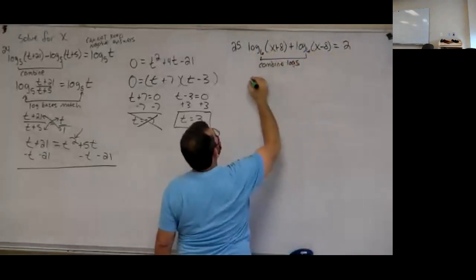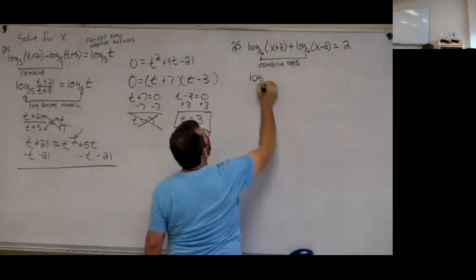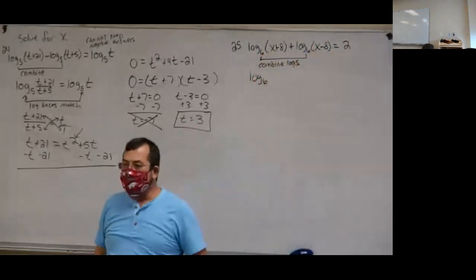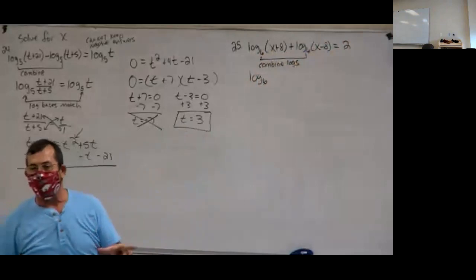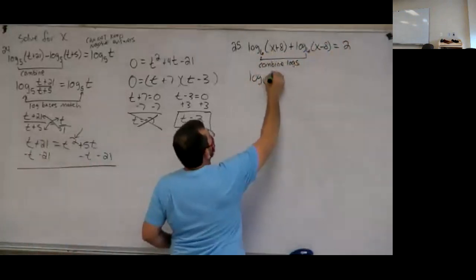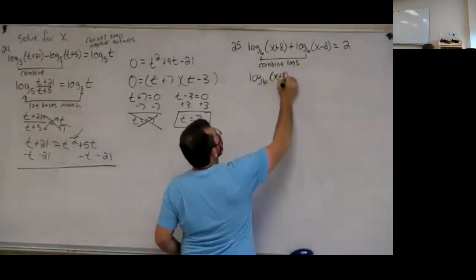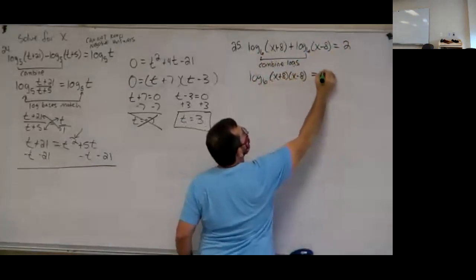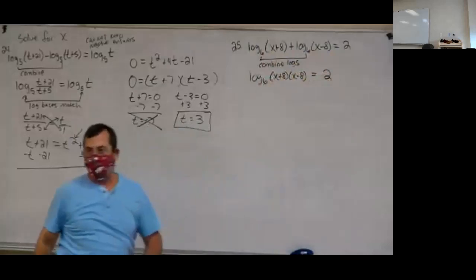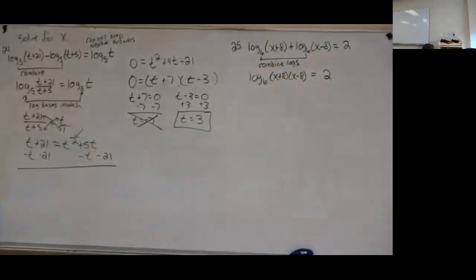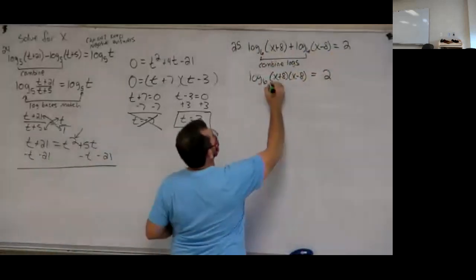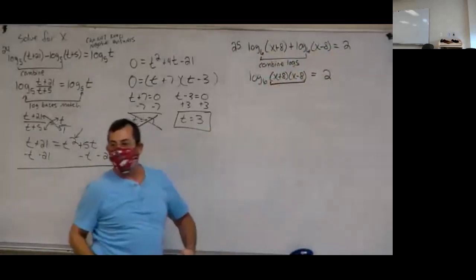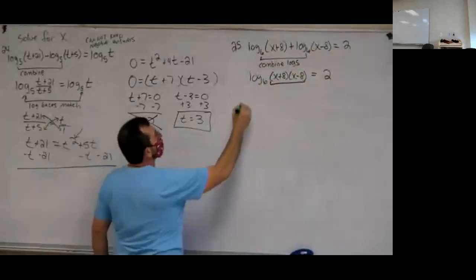So it's going to be a log base 6. These are being added, so we write this as a product: x plus 8 times x minus 8, all this is still equal to 2. And now I'm going to do one more step. Before I actually rewrite this, I'm going to work that. I'm going to FOIL that out and see what I get.